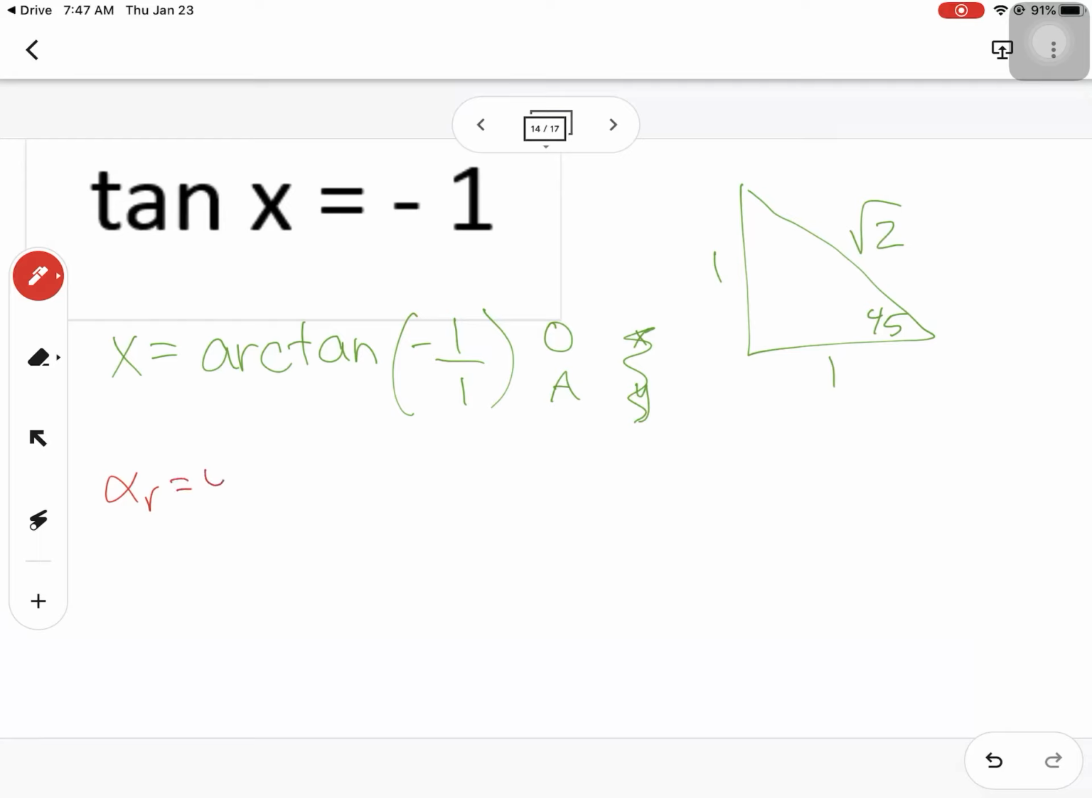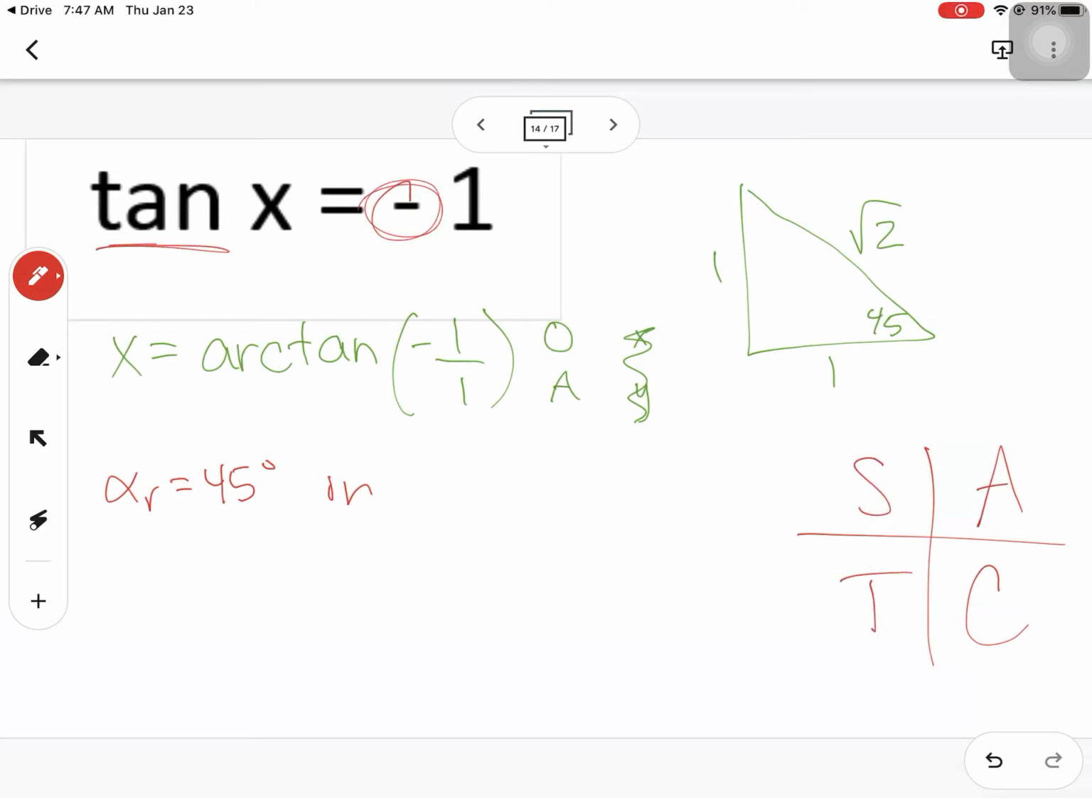But again, that now tells me that it is a reference of 45, and I need to figure out where. It is tangent, and it is negative. So they are all positive in 1, tangent is positive in 3, so I am down to either quadrant 2 or quadrant 4.